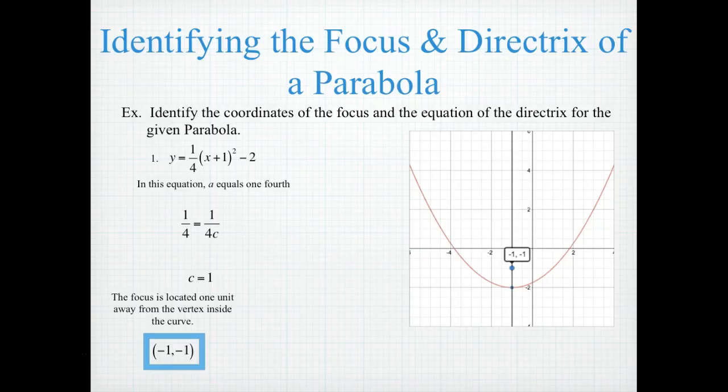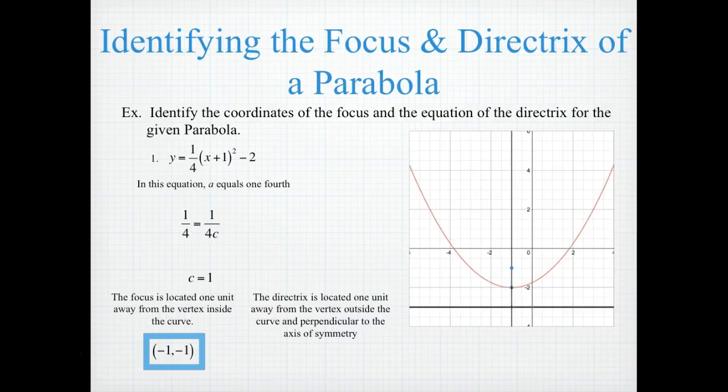Now the directrix is located 1 unit beneath the vertex in this case. The directrix is a line, and it's always going to be perpendicular to the axis of symmetry. So the directrix is going to be a horizontal line, and in this case, it's going to take the equation y equals negative 3.